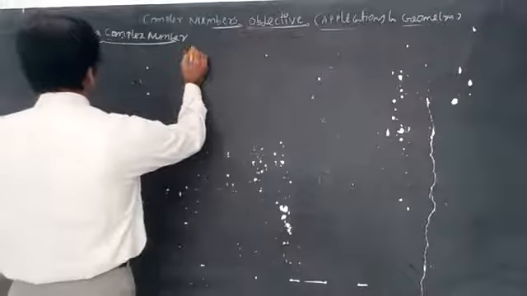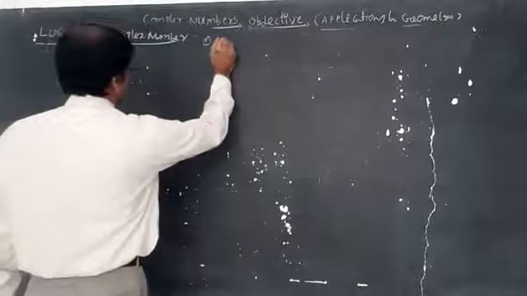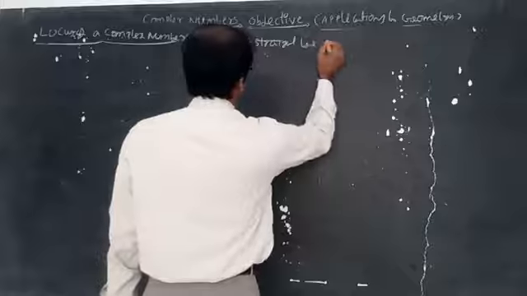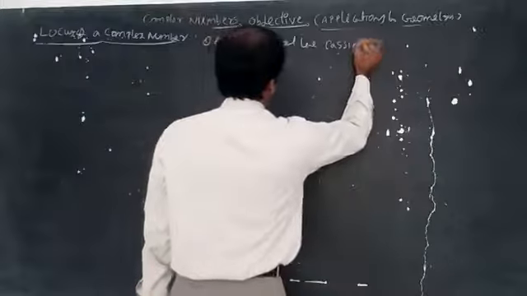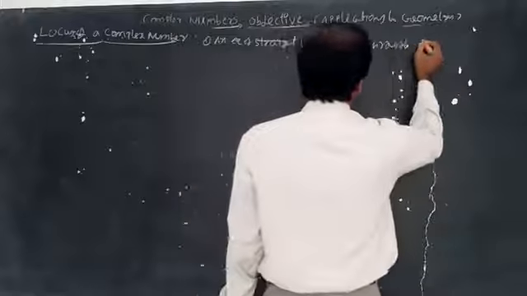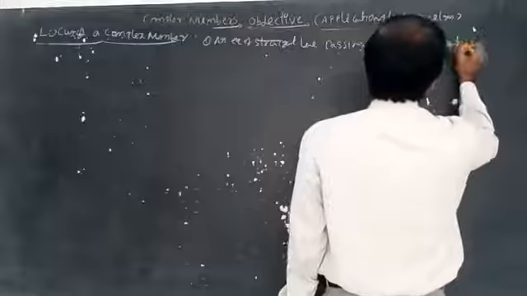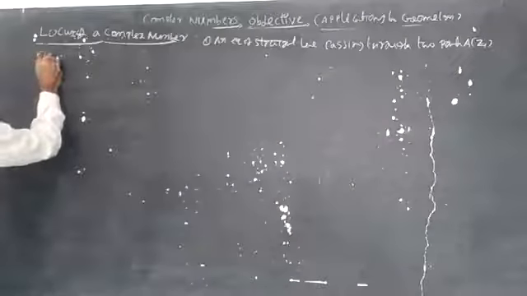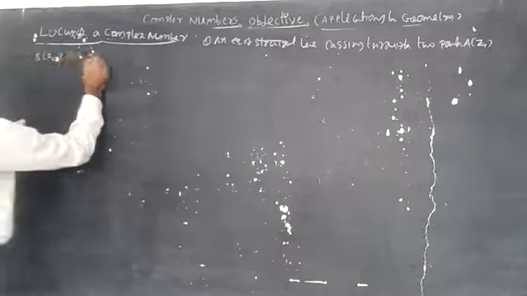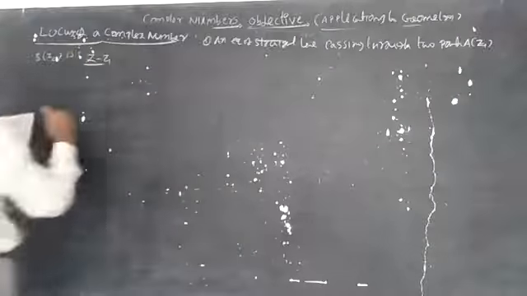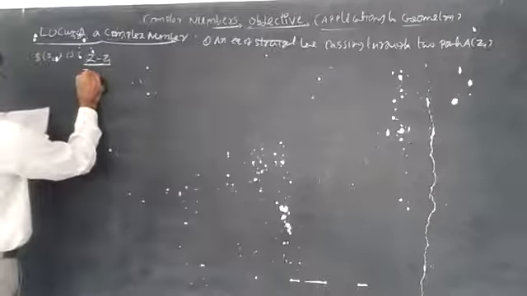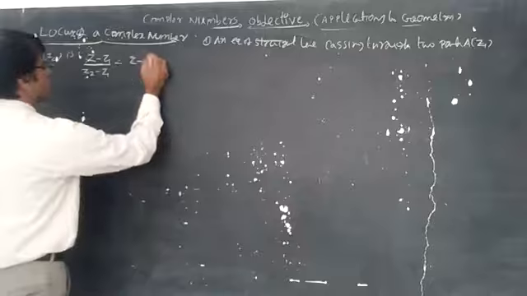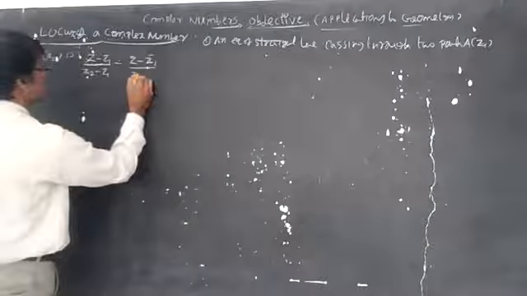First, an equation of straight line. Write the formula: an equation of straight line passing through 2 points A(Z1) and B(Z2) is (Z minus Z1) by (Z2 minus Z1) is equal to the same concept using the conjugate complex numbers: (Z bar minus Z1 bar) by (Z2 bar minus Z1 bar).